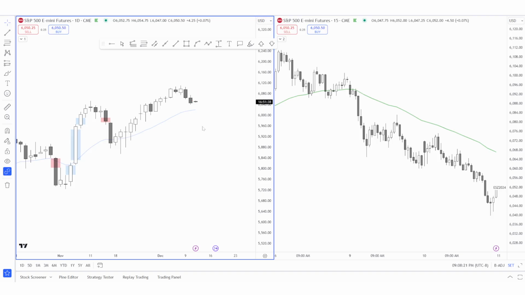Can you guys hear my dog? He's running into the door. He stopped as soon as I said that. I hope you guys can't hear him because that'd be very annoying.